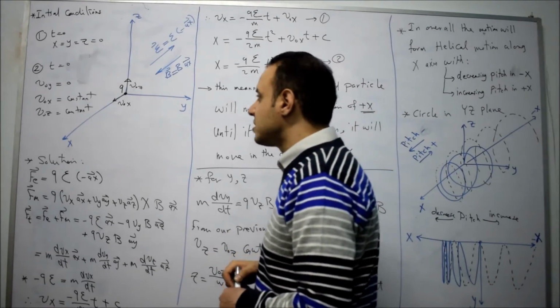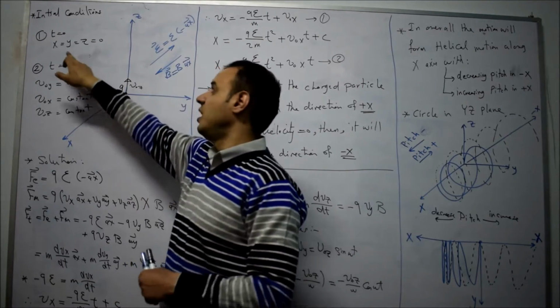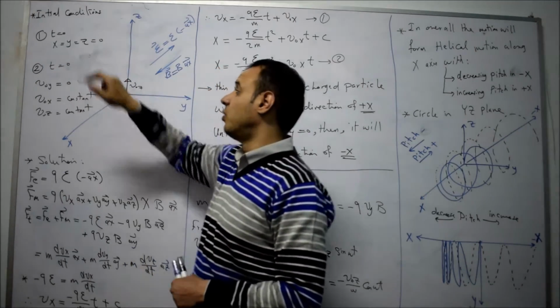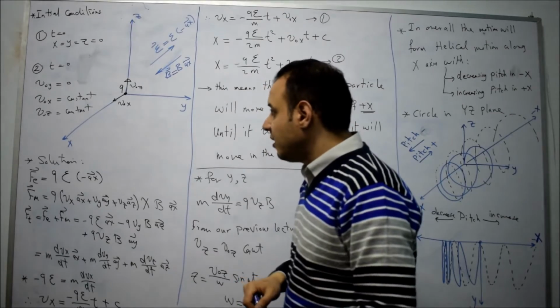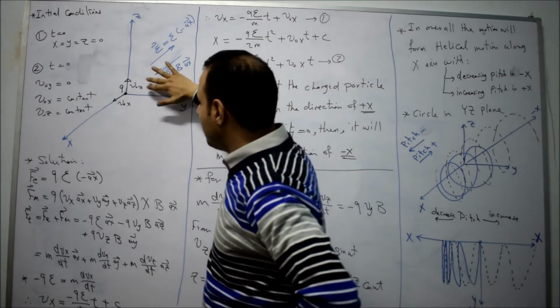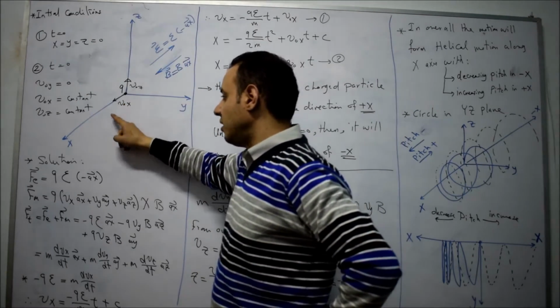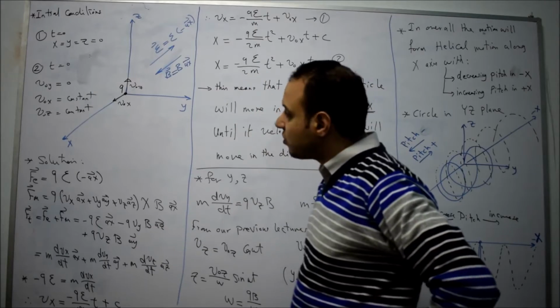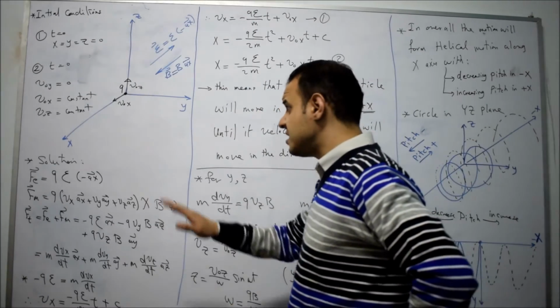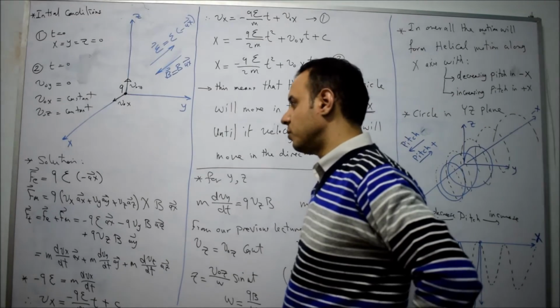Our initial conditions are that at t equal to 0, the particle is at the origin, x equal to y equal to z equal to 0, and the particle has initial velocity in the direction of z, v naught z, and another one in the direction of x, v naught x. And there is no initial velocity in the direction of y, v naught y equal to 0.